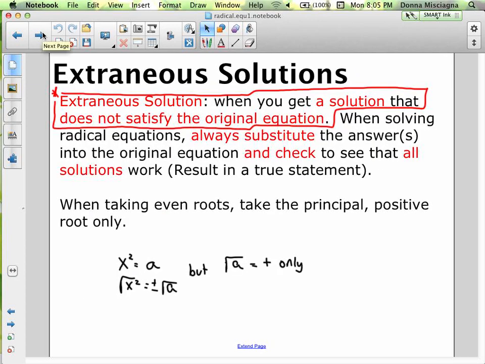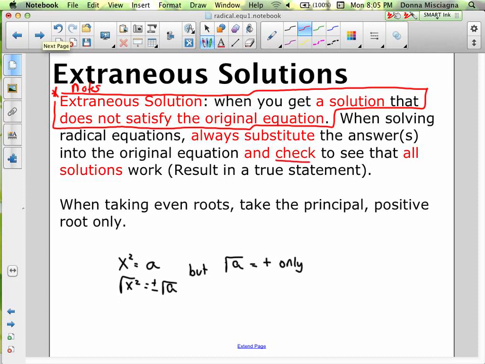Sometimes, though, we can get something called an extraneous solution that I should mention before we get started. An extraneous solution is when you get a solution that does not satisfy the original equation. Make sure that is in your notes. When solving radical equations, always substitute the answers into the original equation and check. So here the check is not optional.